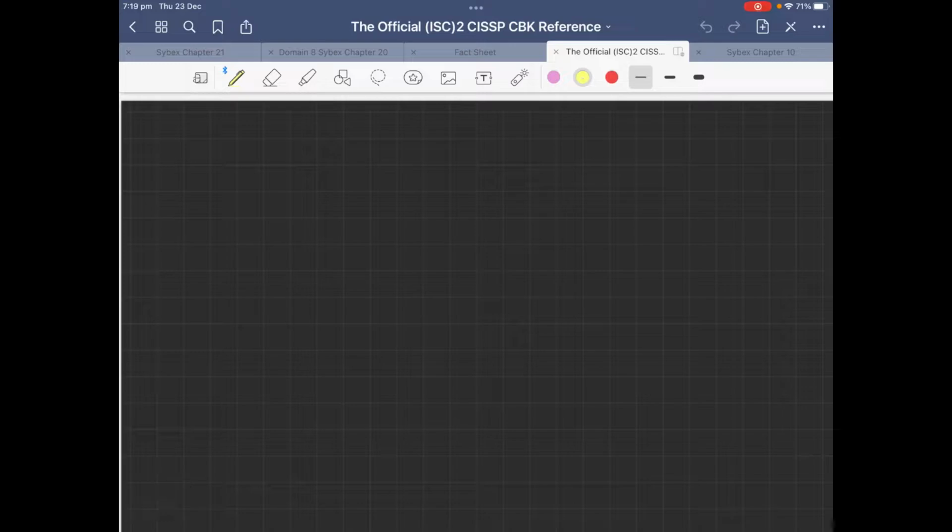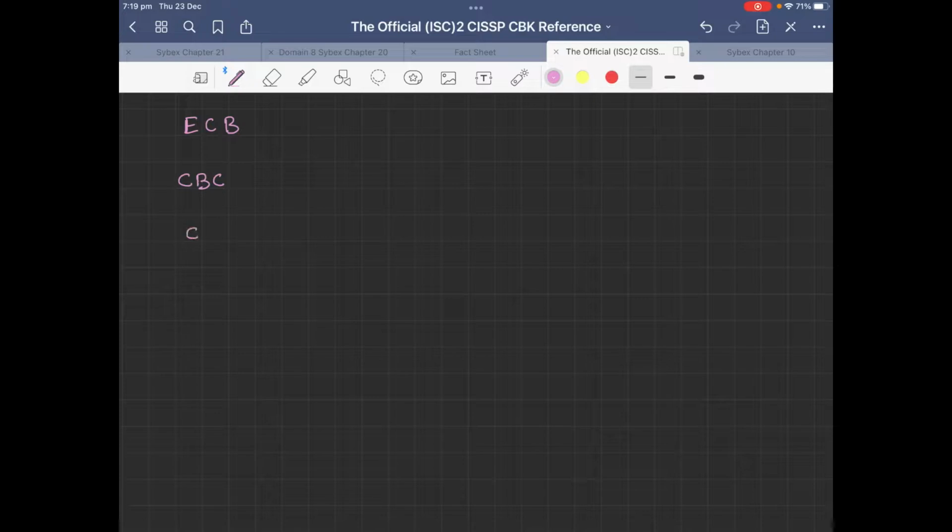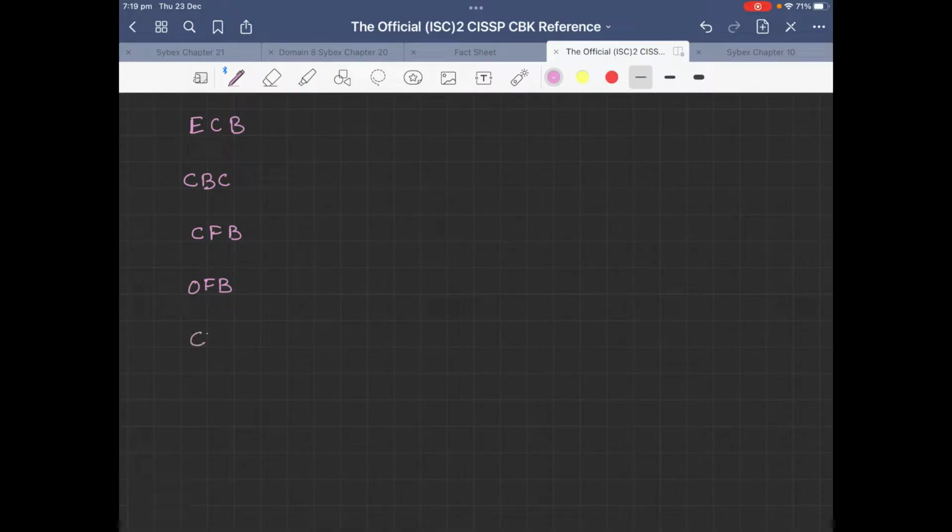I will write first the cryptographic modes of operation. So what modes do we have? We have ECB, the Electronic Code Book, then CBC, which is Cipher Block Chaining, then CFB, which is Cipher Feedback mode, then OFB, which is Output Feedback mode, then CTR, which is Counter mode, then GCM, which is Galois Counter Mode, and then CCM, which is Counter with CBC Message Authentication Code, right?